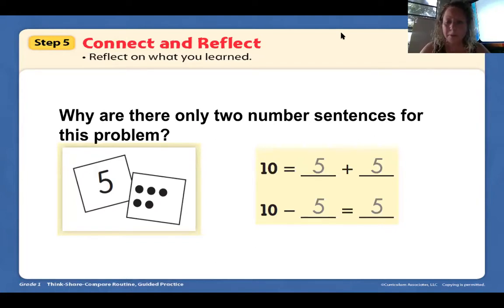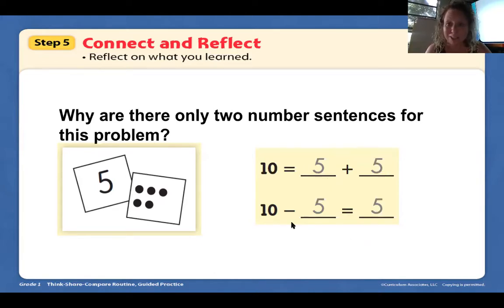Why are there only 2 number sentences for this problem? Let's look at the answer. We wrote 10 equals 5 plus 5. Is there a turnaround problem for that? If we turned it around, we would still have 5 plus 5. It would be the same thing.